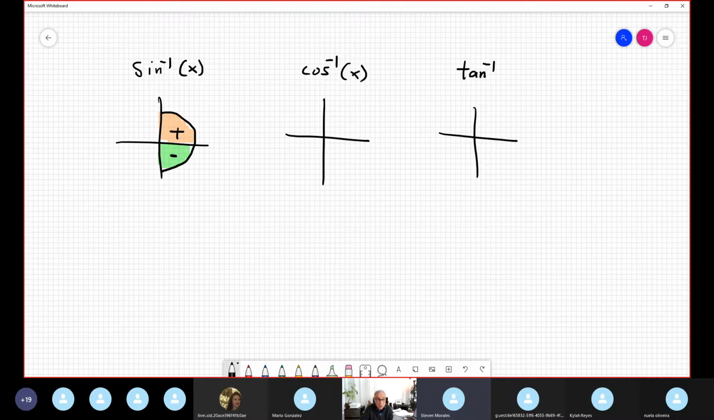Cosine is a little bit different. When the number that you plug in as the argument of the cosine inverse is positive, the answer that you get is an angle that lies in the first quadrant. However, if you plug in one value que es negative, the answer that you get is in the second quadrant.